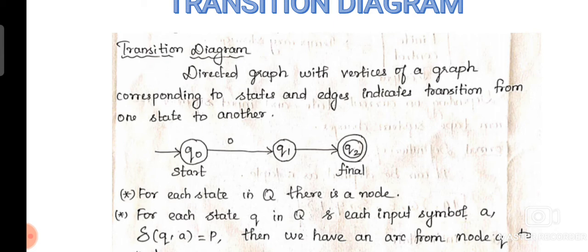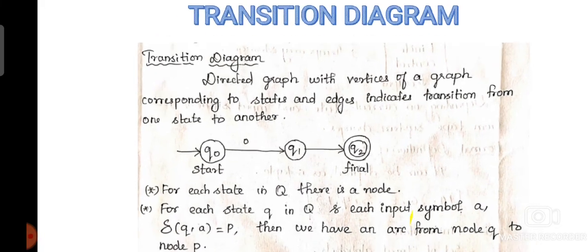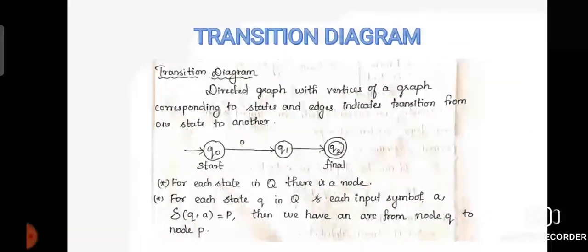And in the DFA definition, capital letter Q is the set of states and delta is the state transition function. Delta has two parameters, the current state and the symbol. For example, delta of Q comma A equal to P. The meaning is Q is the current state, the state will consume an input symbol A, and the system is moving to the new state P.